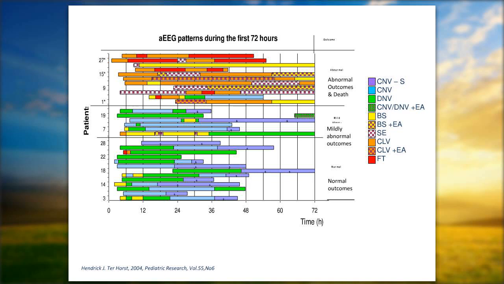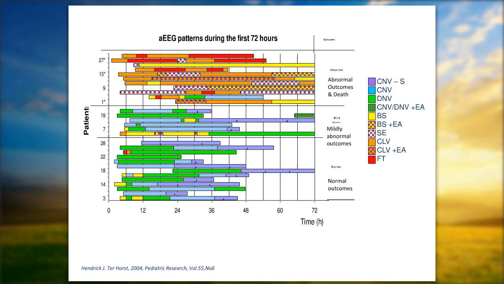So a very cool way to look at this is to see that, for the most part, kiddos who have a normal outcome are those kids who had either a brief time sitting in those abnormal traces, but for the most part, were sitting somewhere in our discontinuous or continuous normal voltage patterns. Then we move up to the mildly abnormal section, and those are babies who had mild outcomes, and I believe it's 18 or 24 months outcomes they looked at.